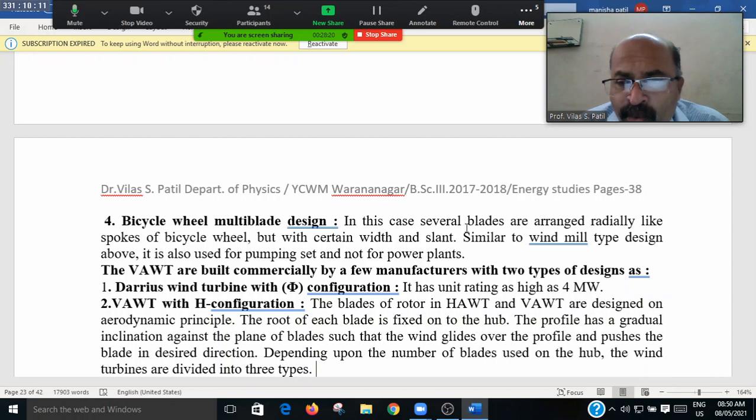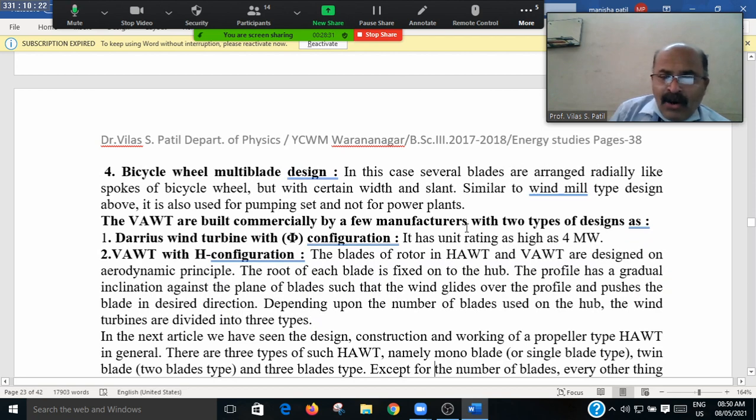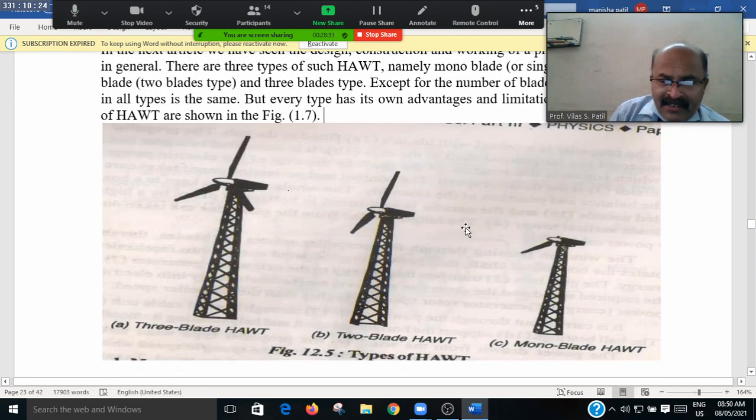That is, it is used to pump water from the well. That will be known as the bicycle wheel multi-blade design type wind turbine, which is a horizontal axis wind turbine generator.